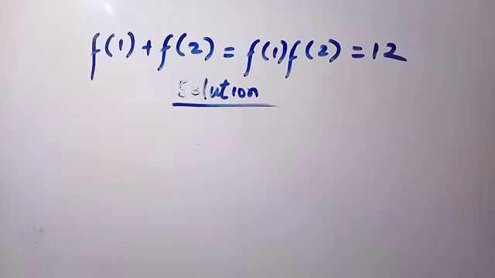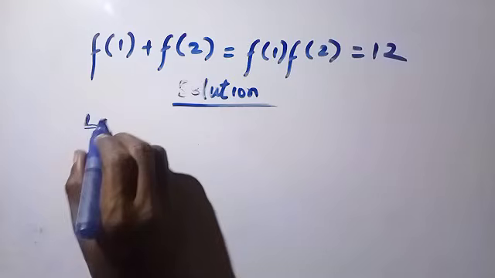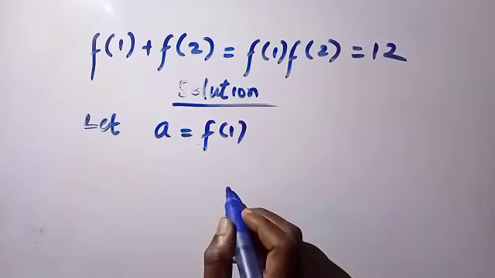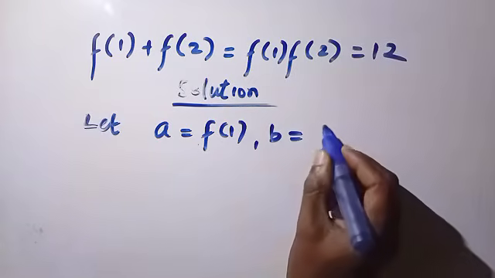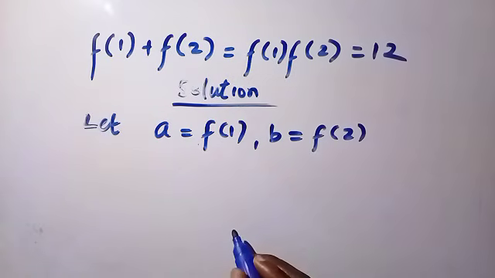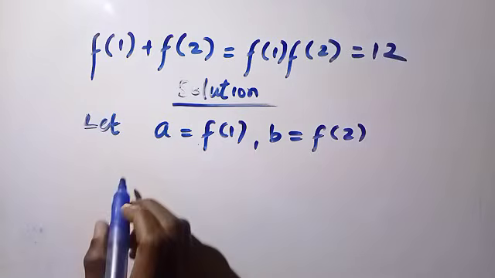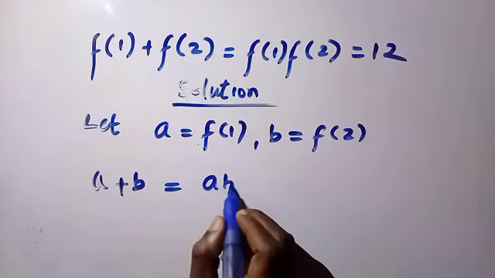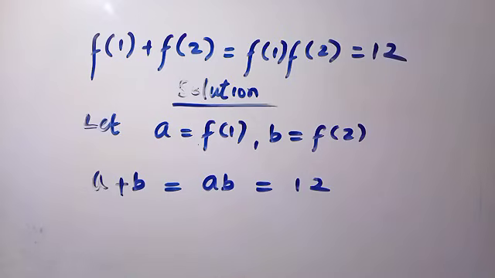So we need the two numbers whose sum will be 12 and whose product will be 12 as well. Suppose, without considering the Cauchy, let's try to solve it algebraically. Suppose I let a equal f of 1 and b equal f of 2. From here, the equation becomes a plus b equals ab equals 12.